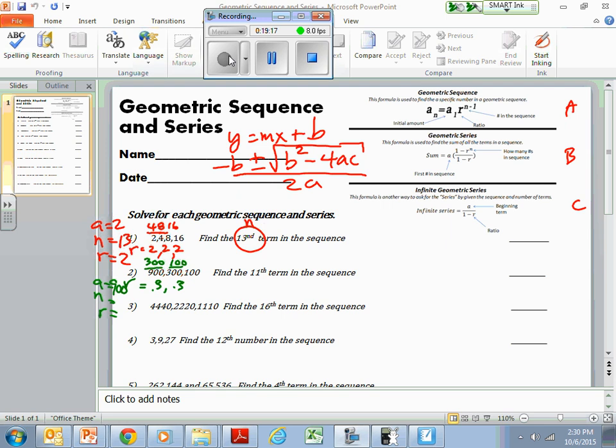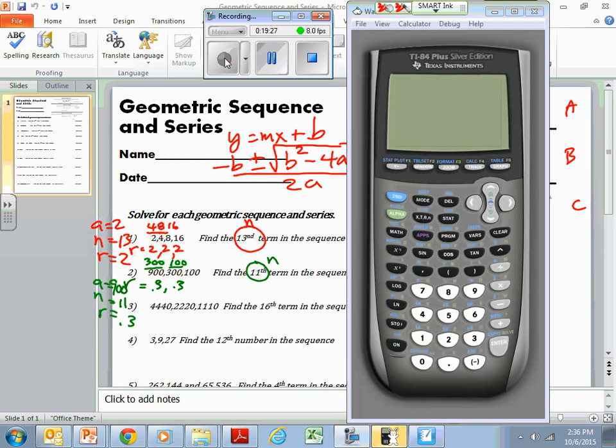All right, here goes N. What is N in this one? 11. Very nice. And what is R? 0.3. All right, we're going to put that into a formula.